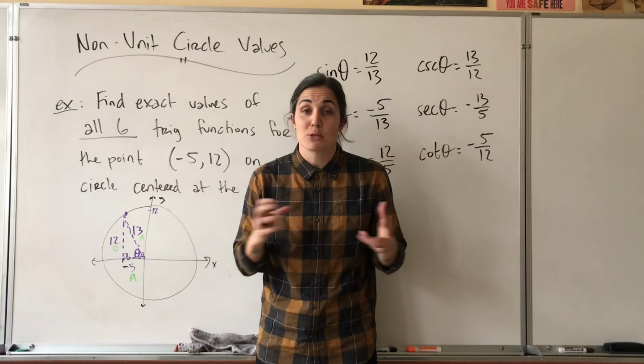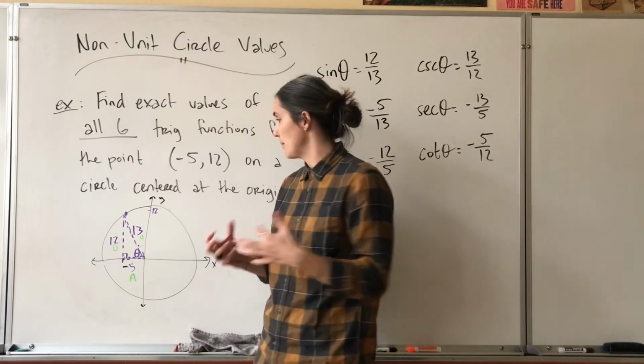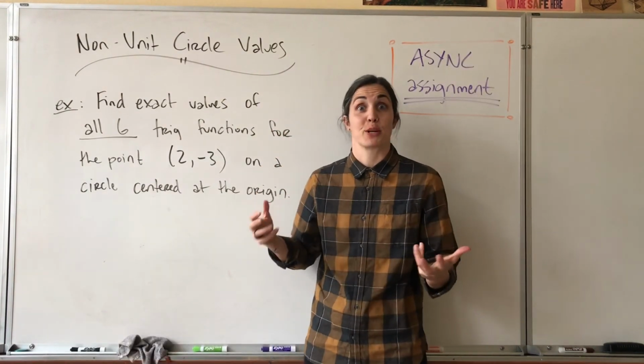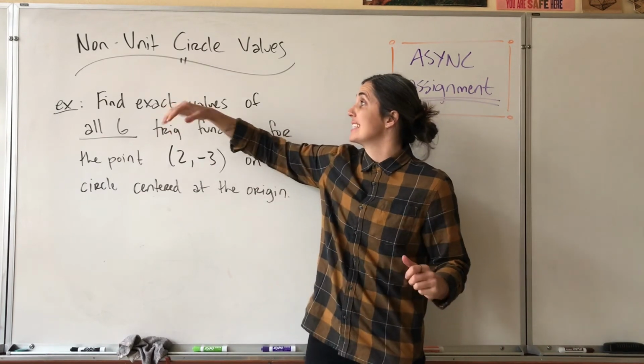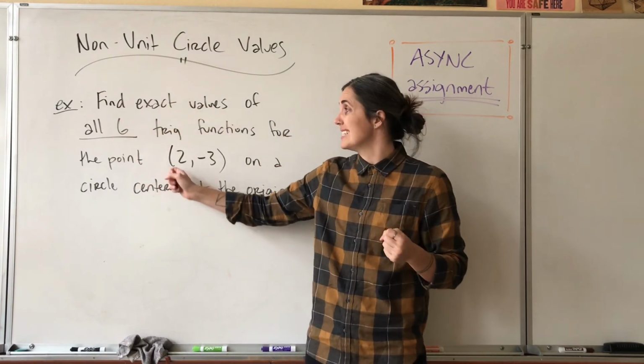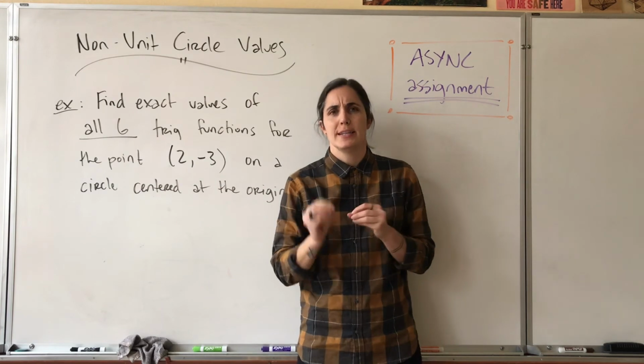So let's keep it short and sweet and jump to your asynchronous assignment for today. All right, so pretty similar. Find the exact values of all 6 trig functions. This time the point is 2, -3.